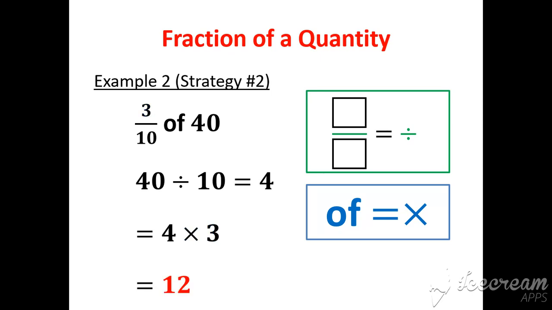4 times 3 is 12. This is a strategy quite a few of you may have learned, especially if I said 1/10 of 40. You would just go 40 divided by 10 to get 4. But when I want 3/10 of 40, you go 40 divided by 10 gives 4, and then I want 3 of them, so 4 times 3 is 12.